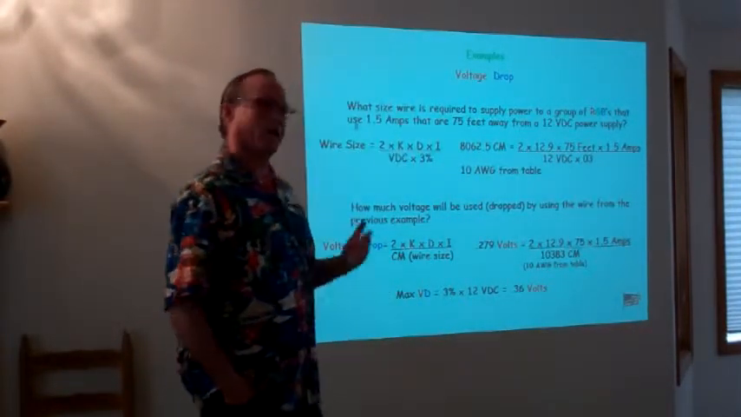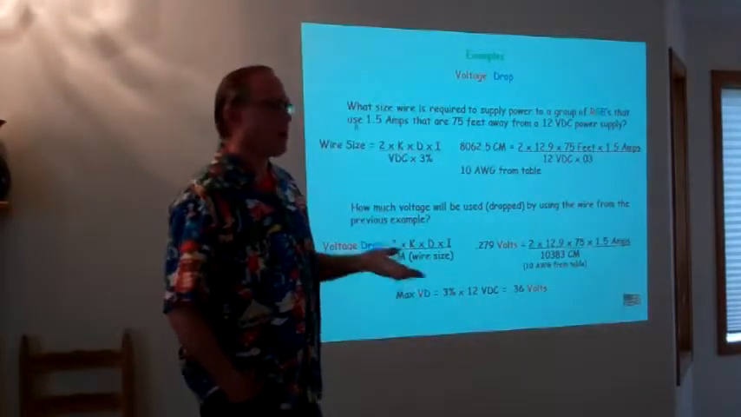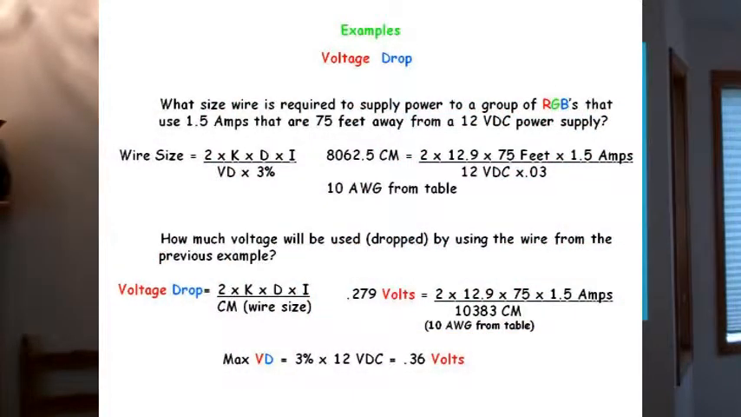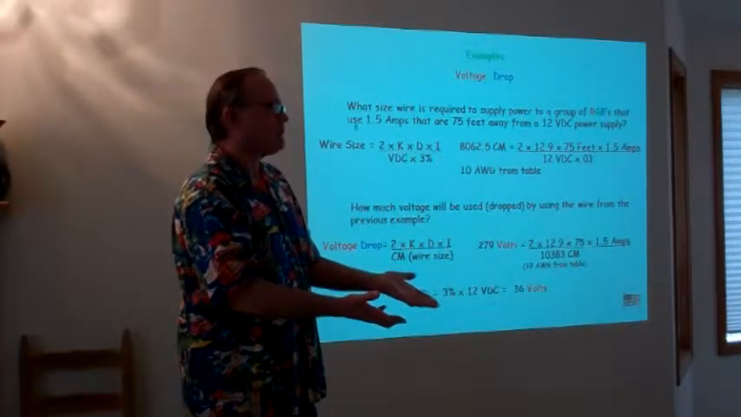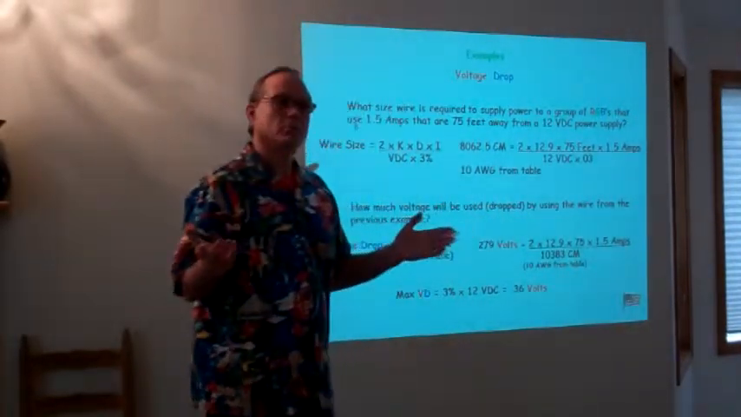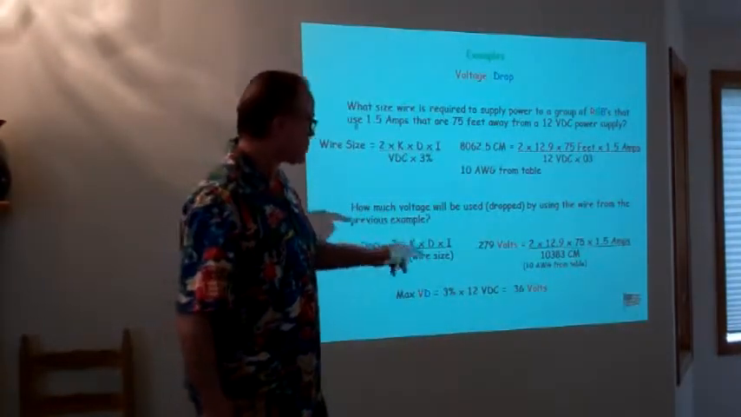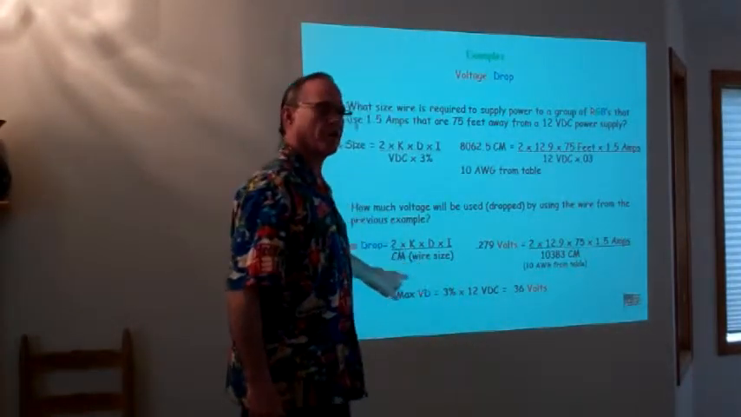If I want to figure out, okay, well, I know that I'm going to be 75 feet, I know that I'm going to have 1.5 amps that I have to have down there. So if I try to figure out, well, if I put a number 10 wire on it, you'd go right back to the chart. Remember, that was 10,383 off the chart, and you'd plug that guy in right here. Circular mills, we use the wire size.